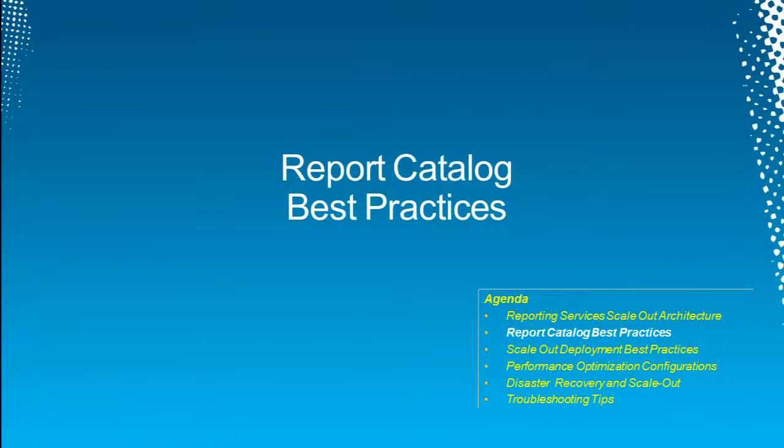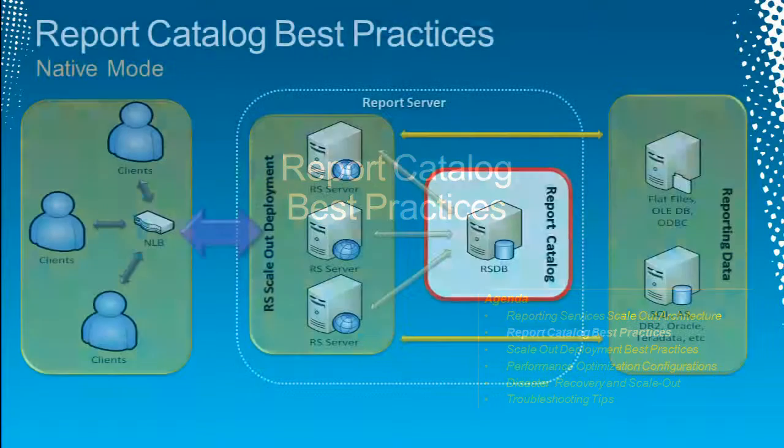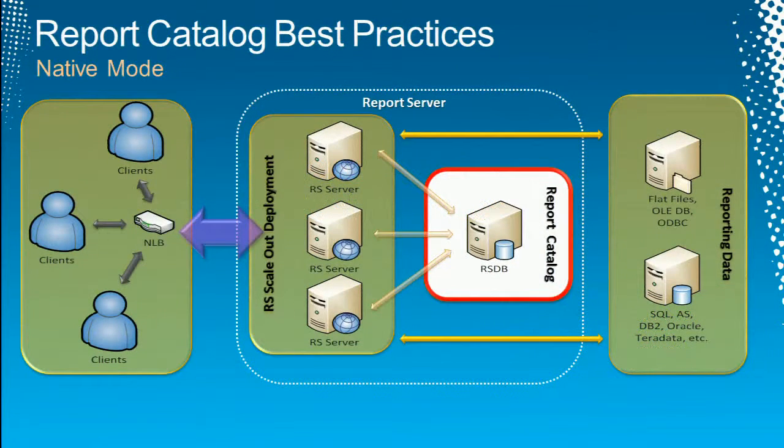So now we're going to break down the individual components of this architecture and talk about them in some detail. The first one is the report catalog. So back to our architecture diagram, we're assuming we're scaling out. This is the report catalog. It's on a separate server.